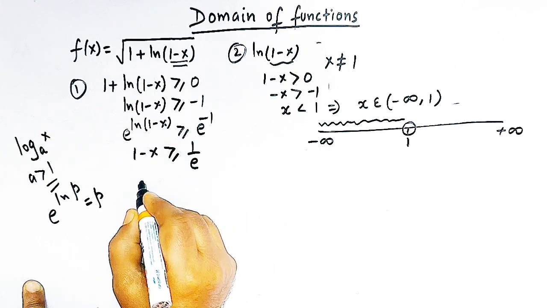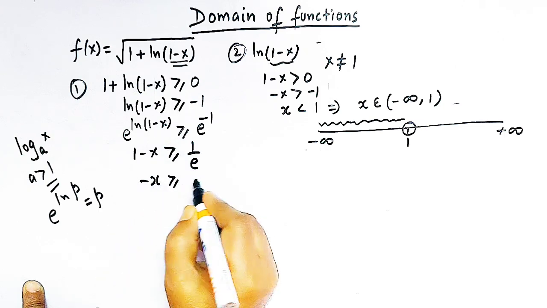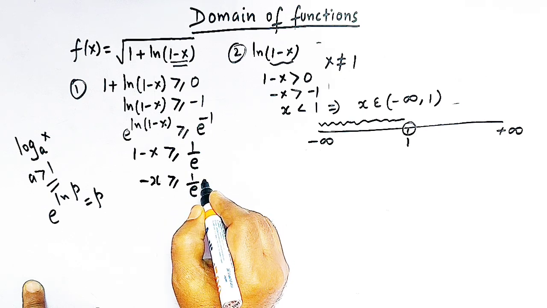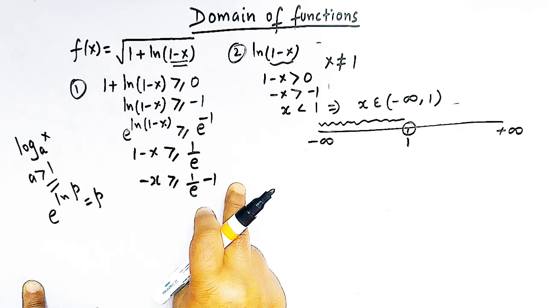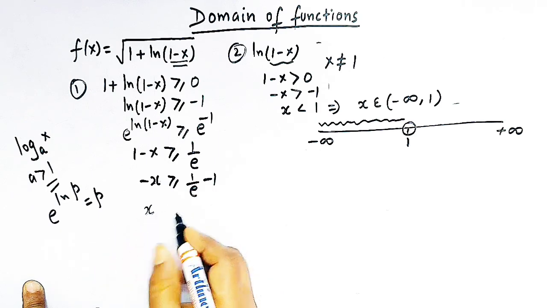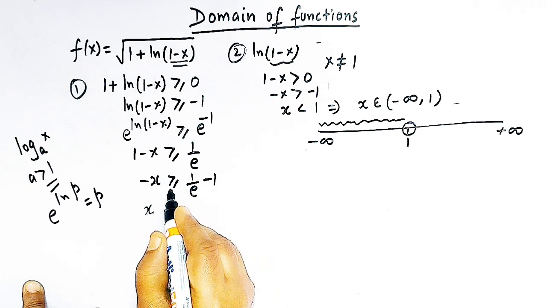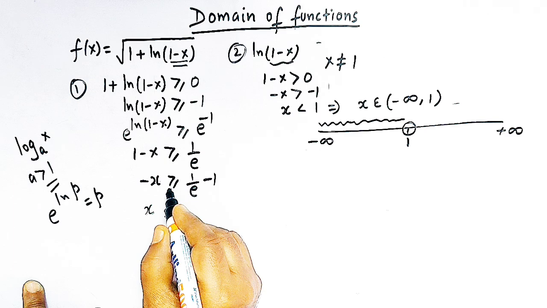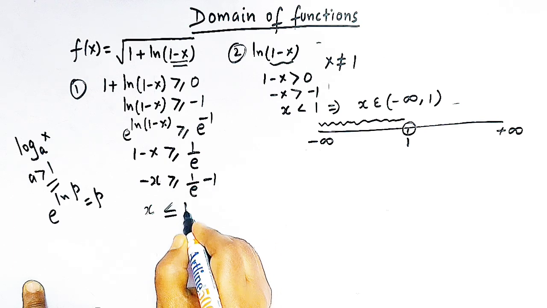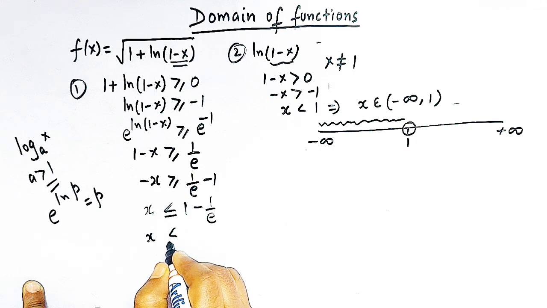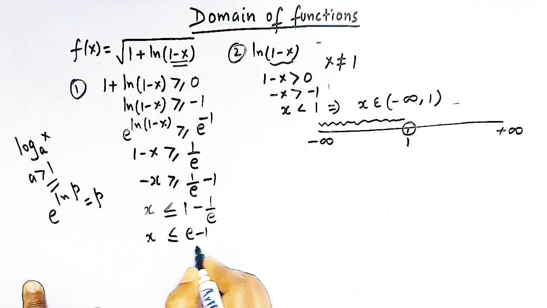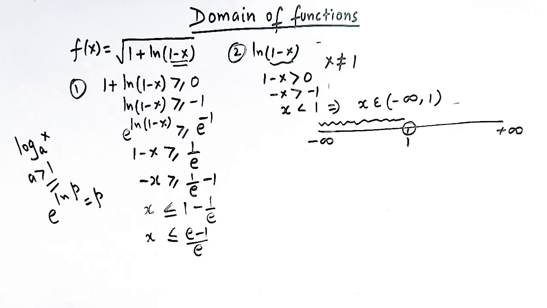So here we can now write minus x greater than or equal to 1 over e minus 1, and again multiplying both sides by -1, we have x, and then we have here the direction of the inequality gets reversed, and we have 1 minus 1 over e. So we have x less than or equal to e minus 1 over e.